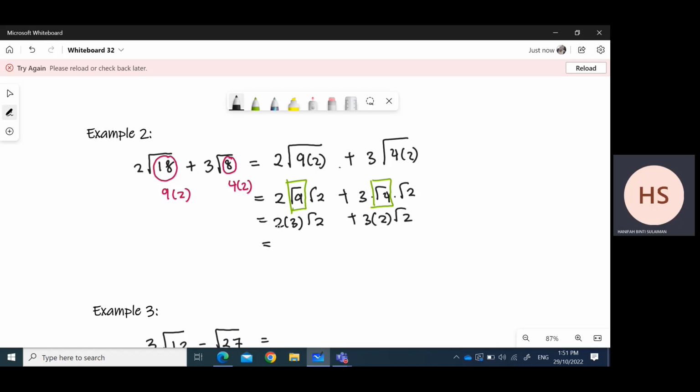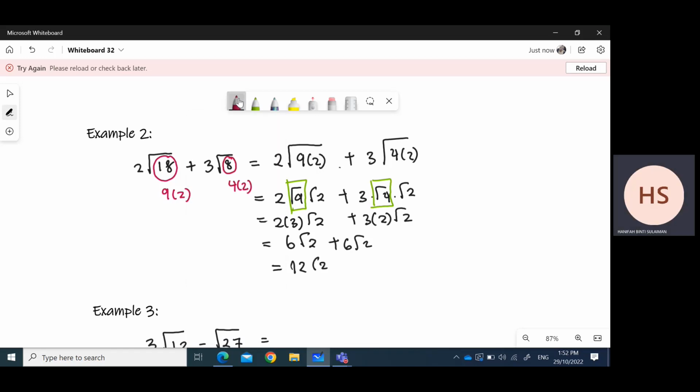Okay, so here we have 2 times 3 is 6, square root of 2, plus 3 times 2 is 6, square root of 2. So therefore the answer here is 12 square root of 2.